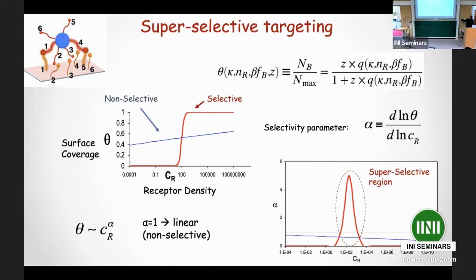So just one comment: this coverage looks very much like Langmuir adsorption. The only difference, an important difference, is that here this is activity. This is a partition function of a single ligand binding to receptors, but there is this dependence on the density of receptors, which is not there in the simple Langmuir adsorption model. And this makes a difference. So this is what makes it a bit more interesting.